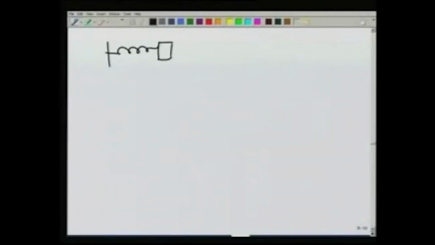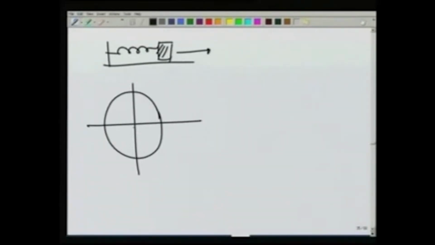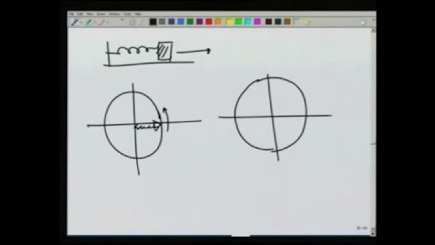Let us then look at the earlier example of a spring mass system where we had 4 initial situations which were different. One was that we stretched the spring to a maximum and let go. In that case, the motion would be represented on the phasor diagram with the phasor starting from here and going around like this. The second situation was when we had given an initial positive velocity to the mass to the right, so that in that case the phasor would be here and it would be rotating like this.